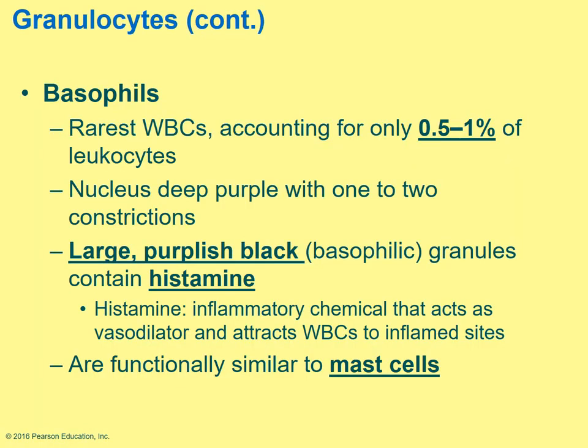The basophils, these are the smallest overall concentration relative to the others. The nucleus is going to be a deep purple with either 1 or 2 constrictions in it, and the granules are going to look very dark purple, almost a black color to them, and they contain histamine. Histamine is an inflammatory chemical.